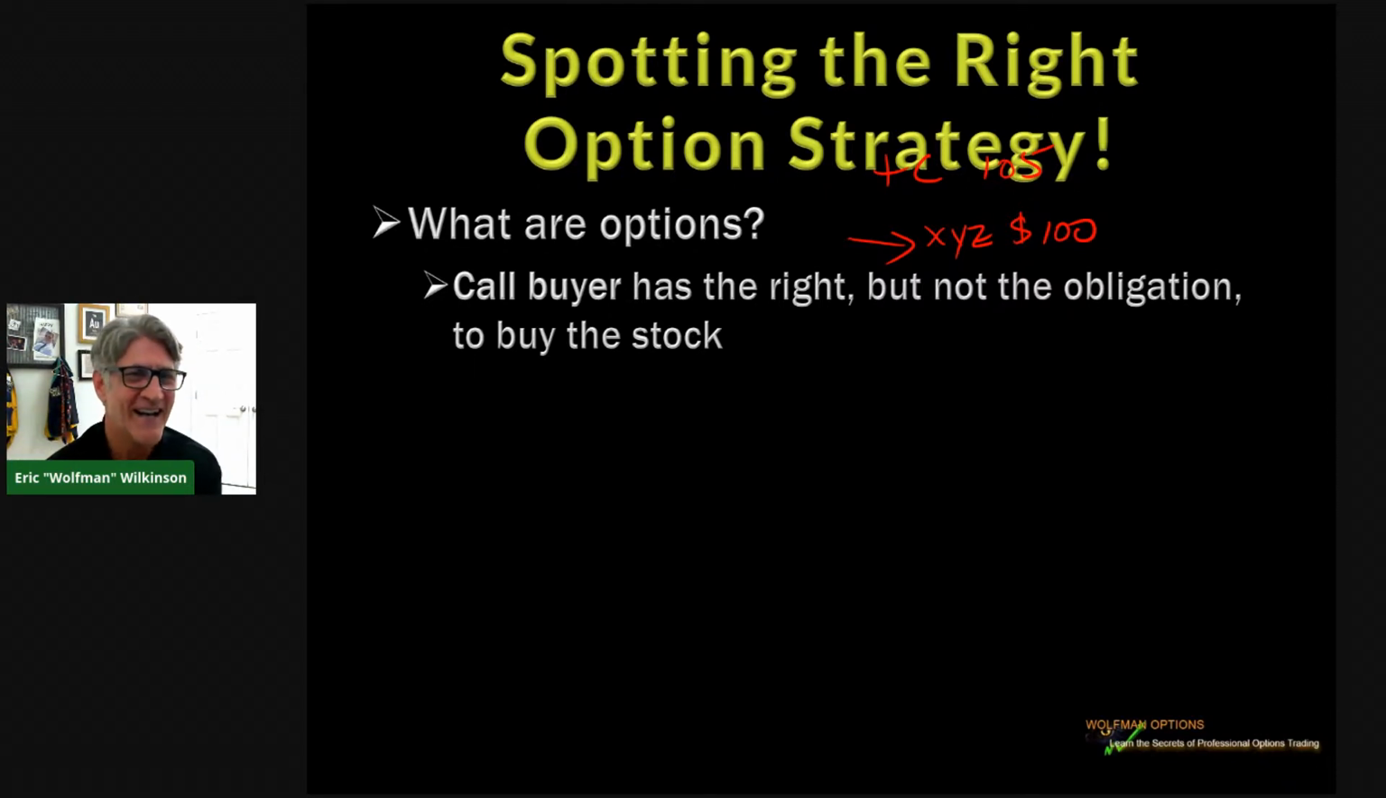Jeffrey says no. But if this underlying shot up to 195, now XYZ is trading at 195, and I still own that 105 call, I have the right, but not the obligation, to buy the stock at 105. Do I want to buy the stock at 105 when it's trading at 195? Absolutely you do, right? There's $90 of value in it, from 105 to 195.